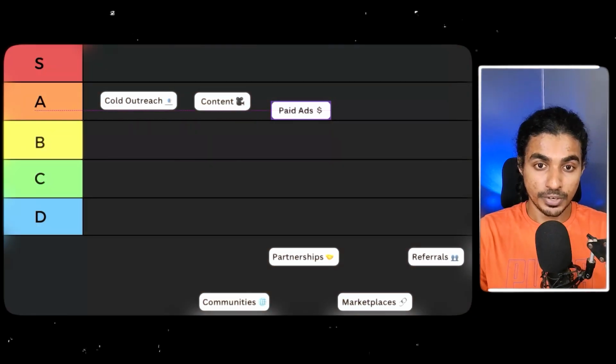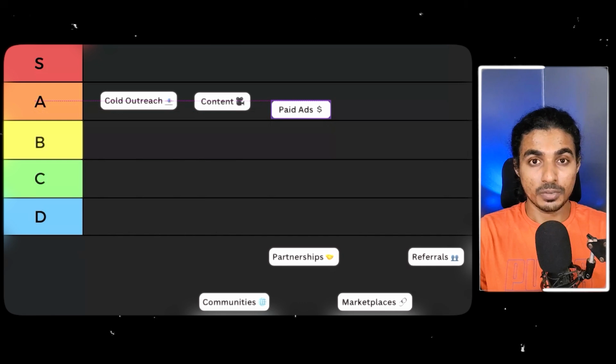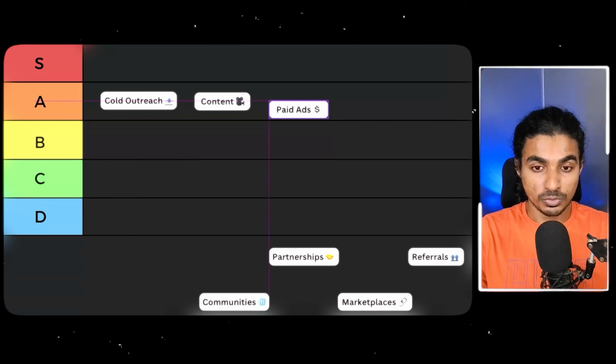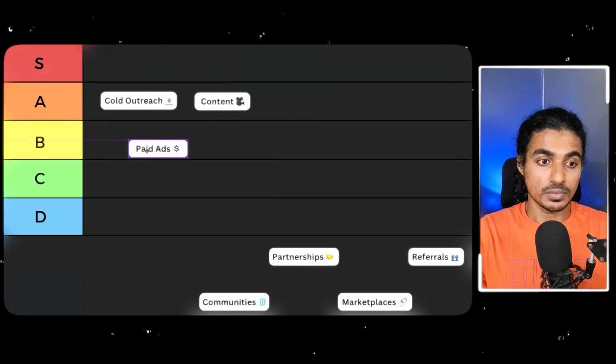That's what makes it more attractive, is the scalability with paid ads. But looking at the drawbacks, it's definitely not in the S tier, but if you want to place it in the A tier, we might have to reconsider, and it might not work for all types of services. And for those reasons, I'm going to place that in B tier.